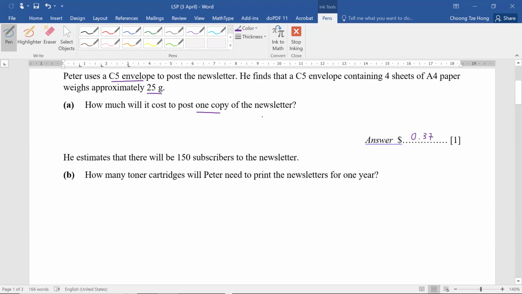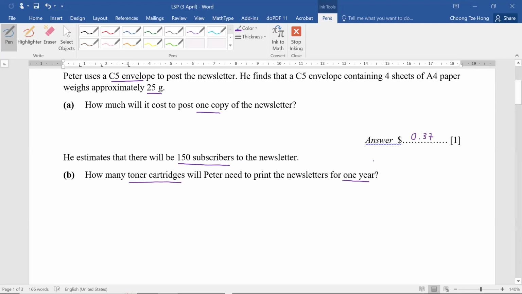So they start to give us more info. He estimates that there will be 150 subscribers to the newsletter, so there will be 150 people who subscribe. Now they're asking about toner cartridges: how many toner cartridges will Peter need to print the newsletters for 1 year?